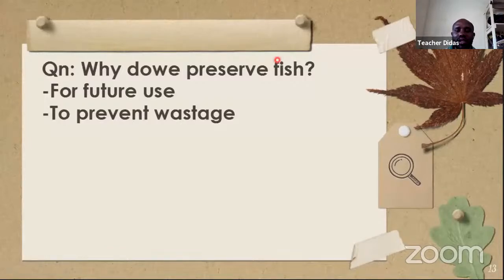Some people here are putting me the answers. Teacher, Kalunji Daphne said, teacher, by smoking. Prince Gabriel said, teacher, we smoke them. Okay, and another one was saying, okay, Trinity. Thank you, Trinity, for being active in my lesson.